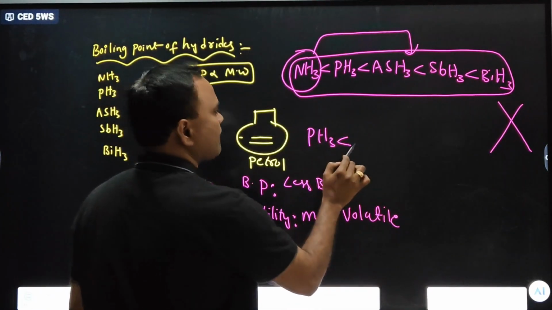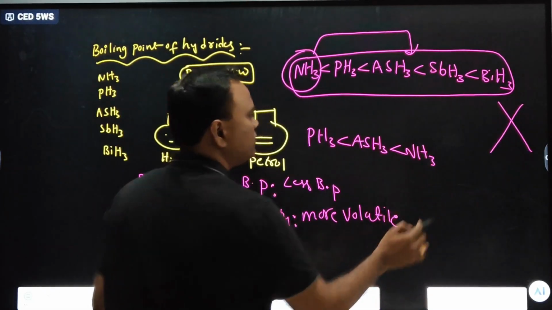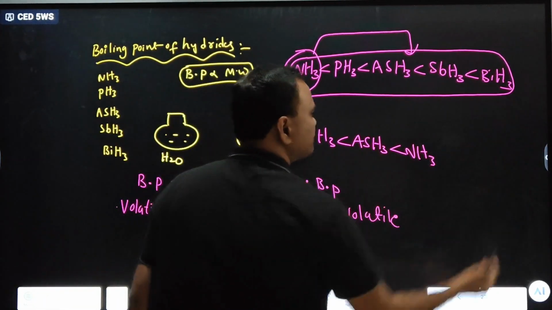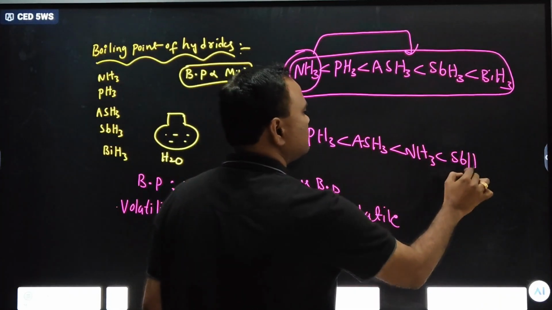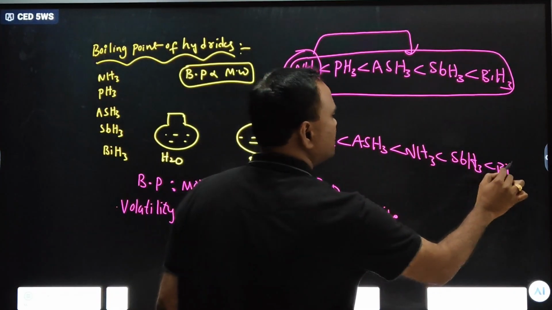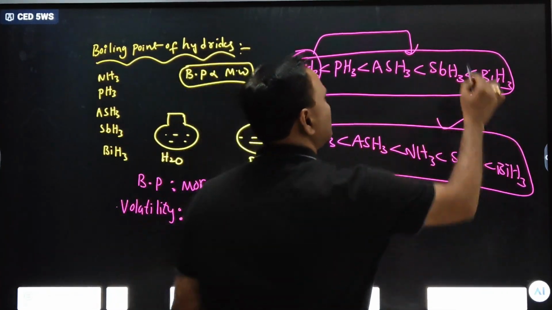PH3, AsH3, ammonia, SbH3 and BiH3. This is correct, and the earlier order is wrong.